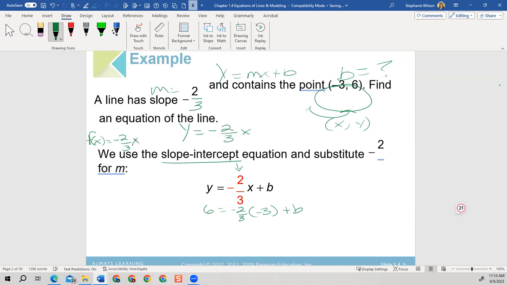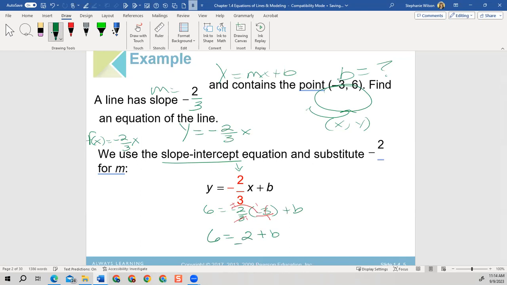All right. Now, I'm going to have to clean this up a little bit. For my own self, I like to go ahead and put the whole number over 1. And notice that I have 3 divided by 3, right? That reduces to 1. I got negative times this negative. Well, that gives me a positive. So now what do I have? I have 6 is equal to 2 plus b.